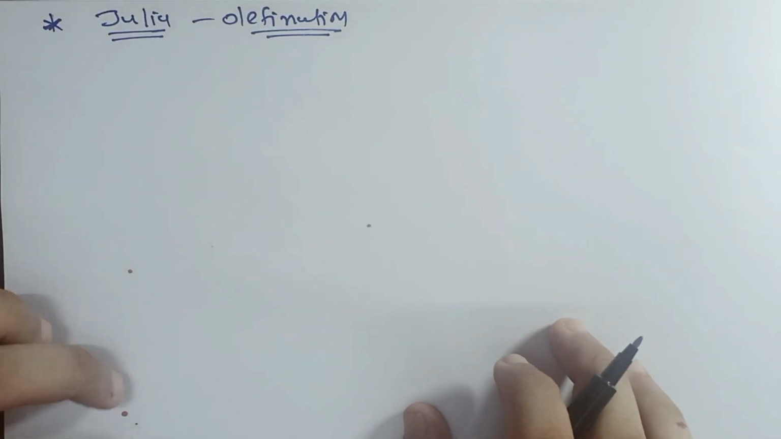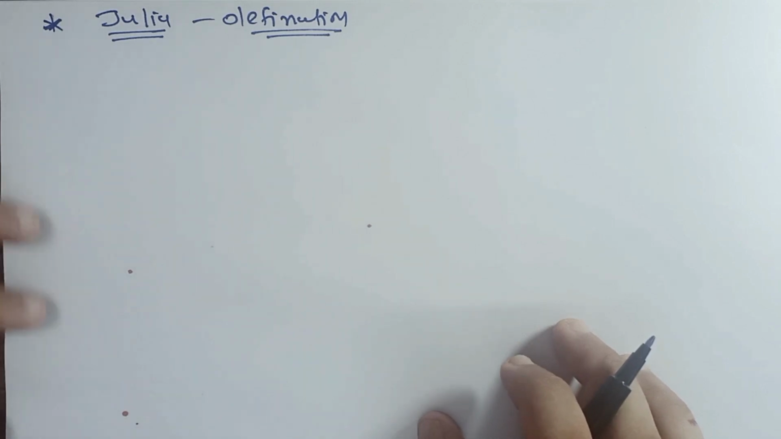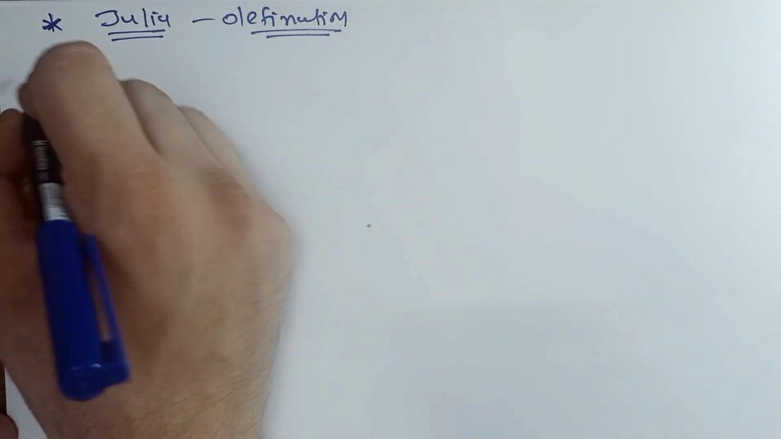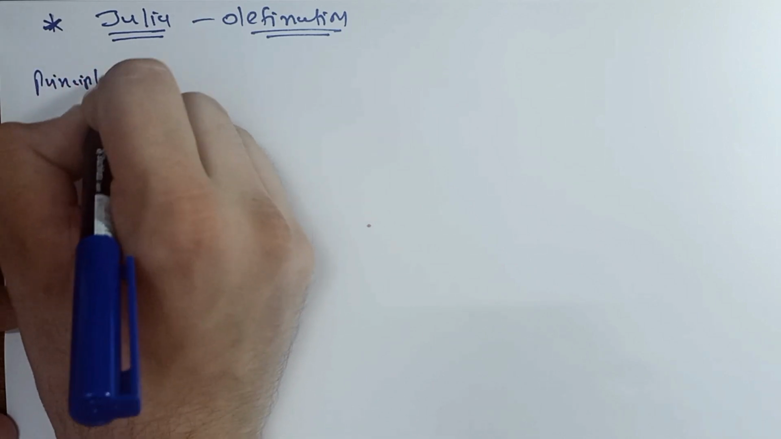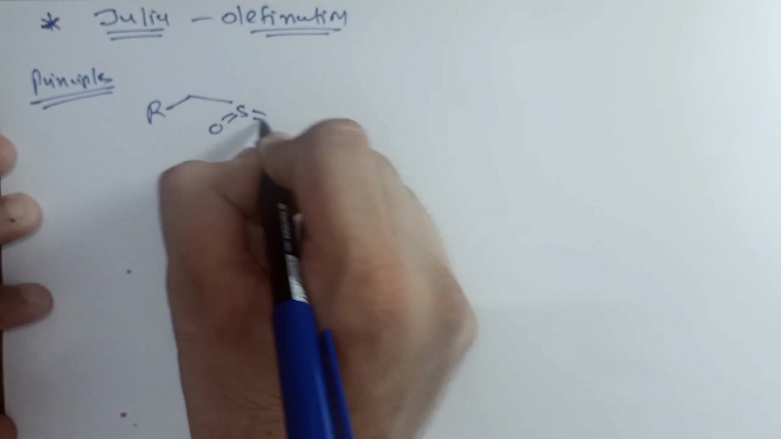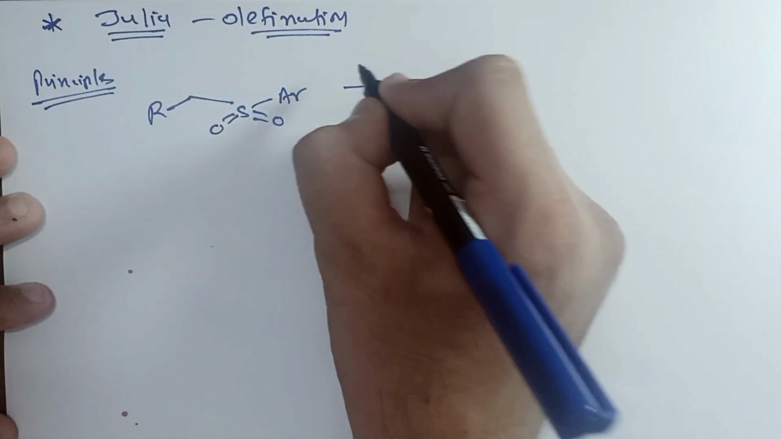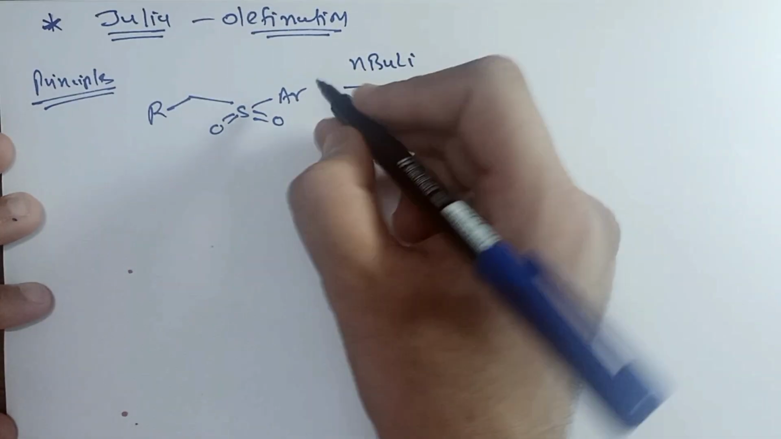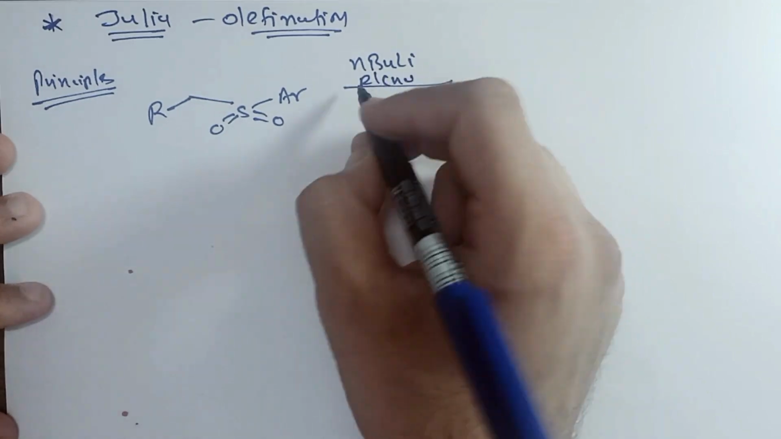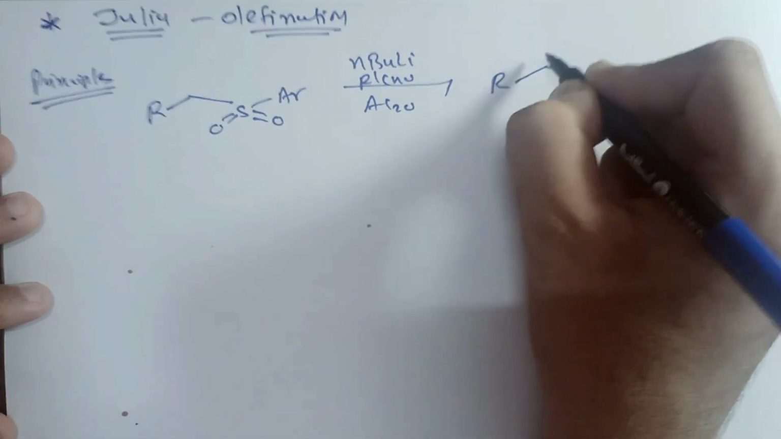Okay, now let's start with another reaction. It is similar to what we have seen in the Peterson-Olefination reaction with acidic and basic conditions, but there is a slight difference in the Julia-Olefination reaction. So let us start with its principle. In the Julia-Olefination reaction, if we have this type of molecule, let's say RCH2SO2 with an aromatic ring, then in the presence of n-butyl lithium, RCHO and acetic anhydride, it will produce this type of intermediate.